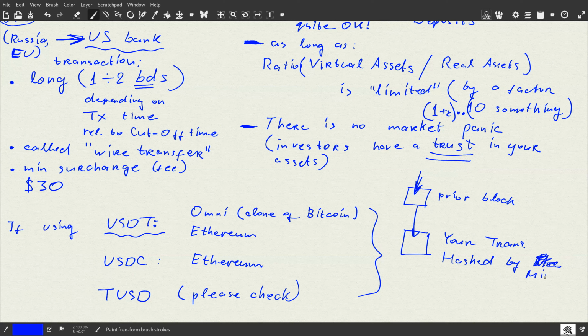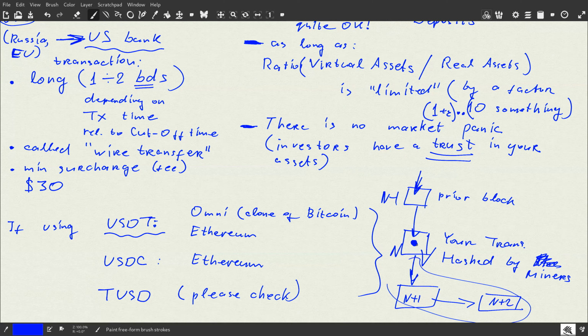Hashed by miners. Oh, yes. And then there are further blocks on top of that. Say at least 2. So your transaction is here, in a block n. So that's n minus 1. Now there is n plus 1 and possibly n plus 2. So there is a chain which started at your block where your transaction was hashed.